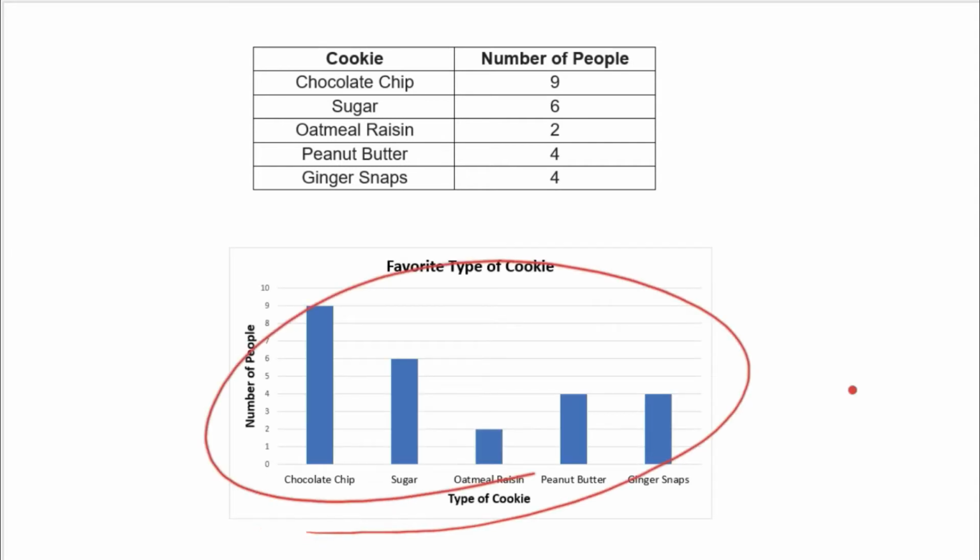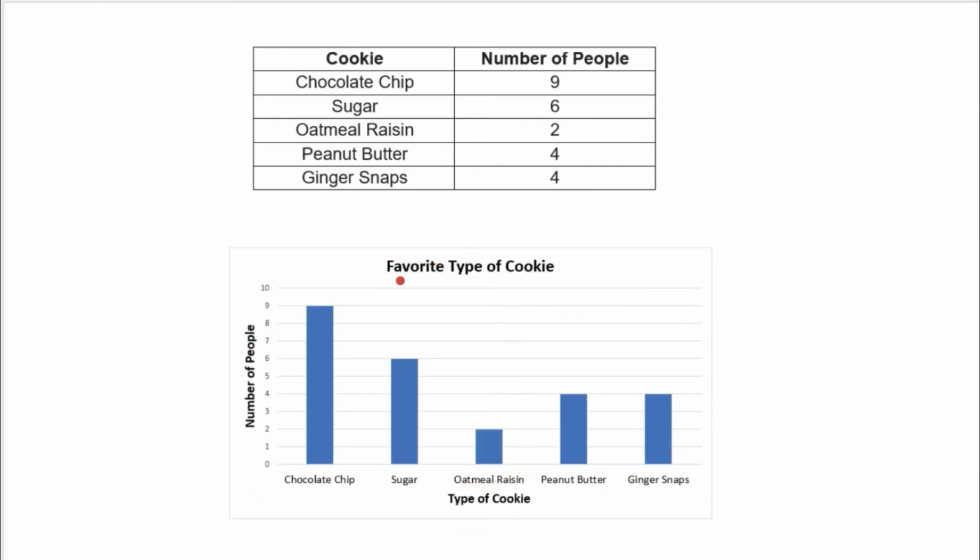Here is the bar graph that I formed. You can see I have given it a title, your favorite type of cookie. I have labeled both my x-axis and my y-axis. Now, how did I determine which should be on my x-axis and which should be on my y? This is where I need to determine what my independent variable is and what my dependent variable is.